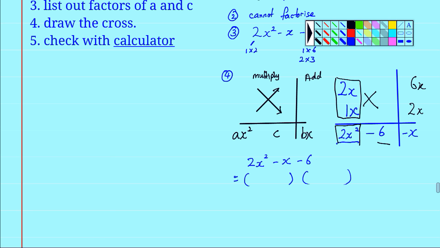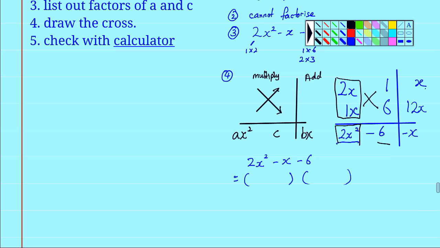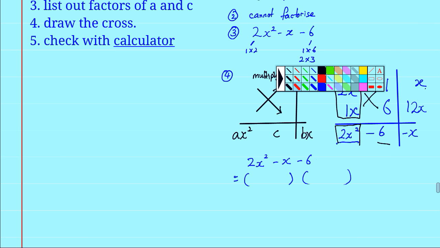If I switch the position and I put 6, 1 over here, let me erase this. I will get 12x, I will get x. No, there's no way these two will add up or subtract to get a negative x. So we know that this 1 times 6 is wrong.